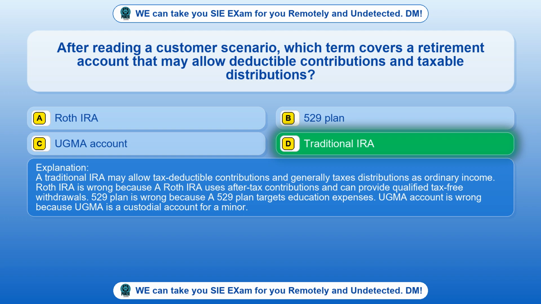A traditional IRA may allow tax-deductible contributions and generally taxes distributions as ordinary income. Roth IRA is wrong because a Roth IRA uses after-tax contributions and can provide qualified tax-free withdrawals. 529 plan is wrong because a 529 plan targets education expenses. UGMA account is wrong because UGMA is a custodial account for a minor.